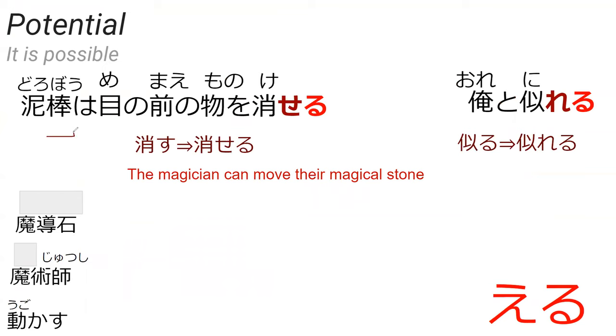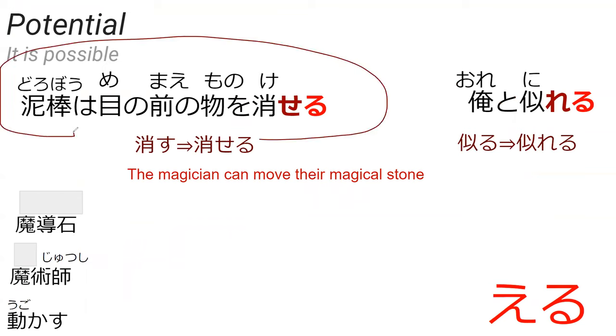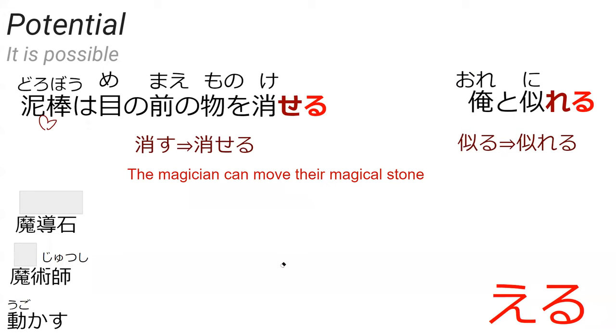Can you do me a favor and read the sentence for me? Dorobo wa me no mae no mono o keseru. Nice. Do you have any idea what that might mean? The thief is able to make the things disappear right in front of his eyes.